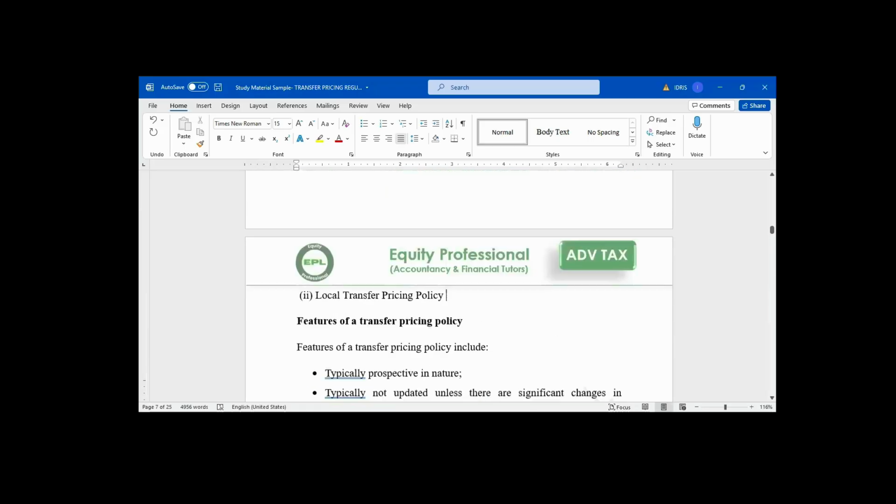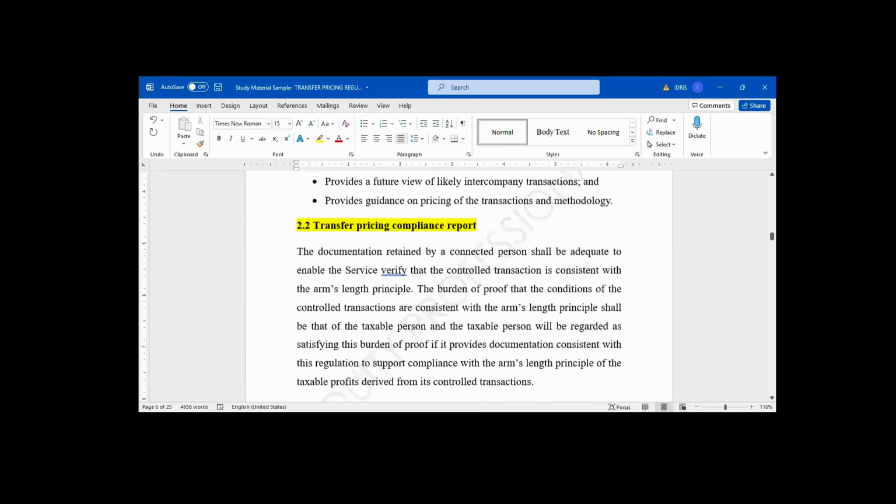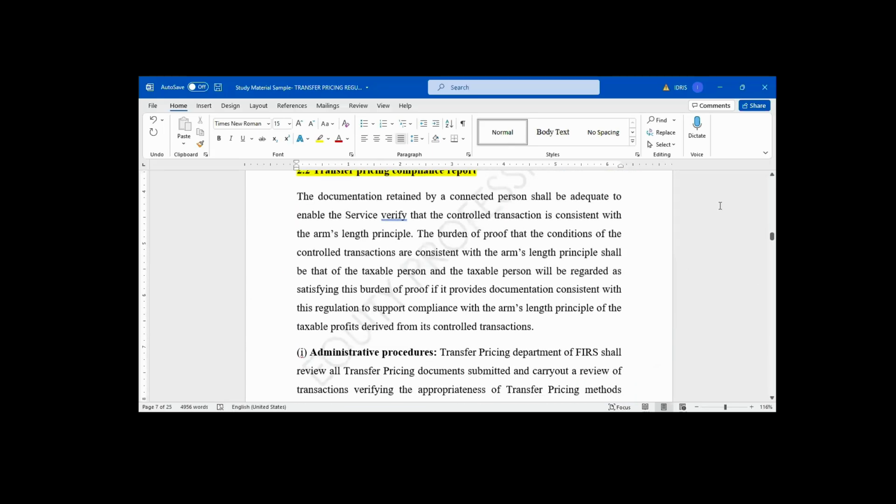So like I said, transfer pricing documentation has three elements. First, transfer pricing policy. Second, transfer pricing compliance report. Third, transfer pricing return. We have looked at transfer pricing policy. Now we can go ahead and look at transfer pricing compliance report. This is documentation that is retained by the connected person and shall be adequate to enable the FRS to verify that the controlled transaction is consistent with the arm's length principle.